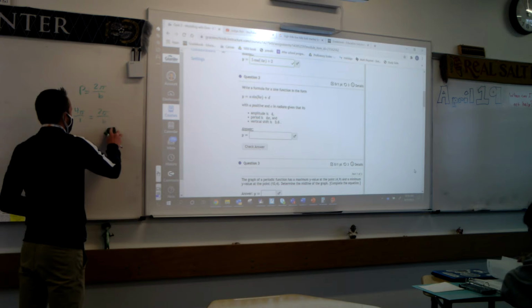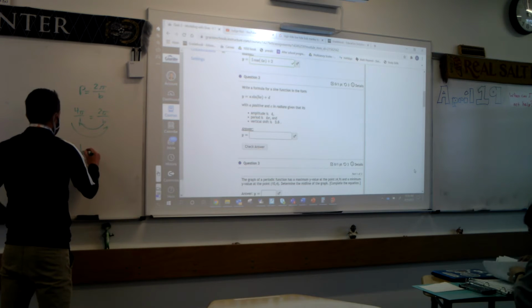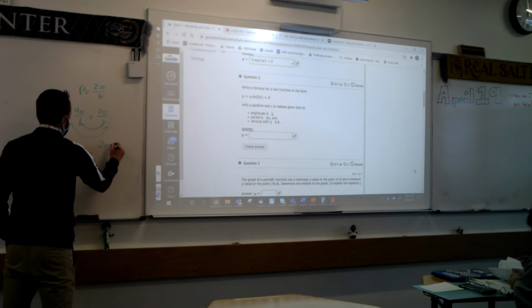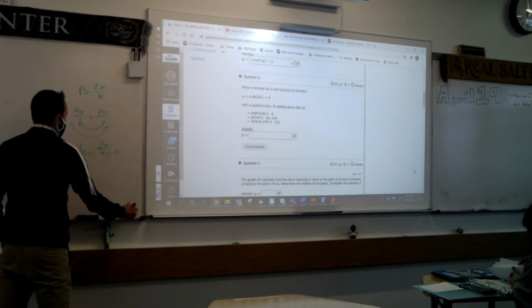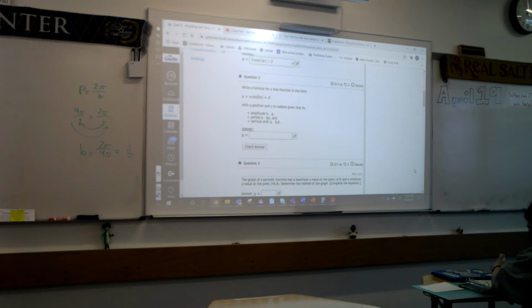If that doesn't make sense to you, then switch places with the B and the 4 pi, and I get B is 2 pi over 4 pi, which reduces to 1/2. Just cross out all the numbers.